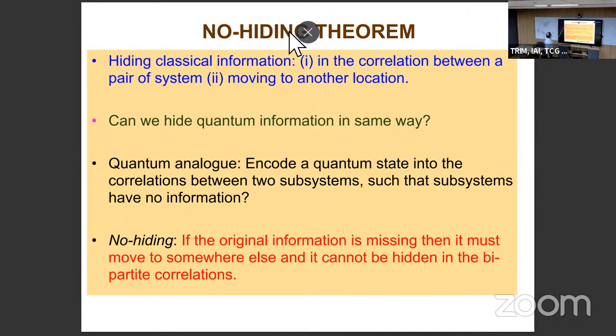So what we want to do is we want to hide. So I continue with this classical notion. In hiding classical information, essentially, as I said, you can put it in correlation between a pair of systems or move it to another location. So you ask the question, can you hide quantum information the same way? That is, can you hide quantum information in these two possible ways? So a quantum analog would be, you encode a quantum state into correlations between two subsystems with the condition that the subsystems individually have no information. Then the no hiding theorem will tell you that if the original information is missing, then it must have moved to some other part of the universe, and it cannot be hidden in the correlation between the subsystems. That is what the theorem is actually trying to tell.